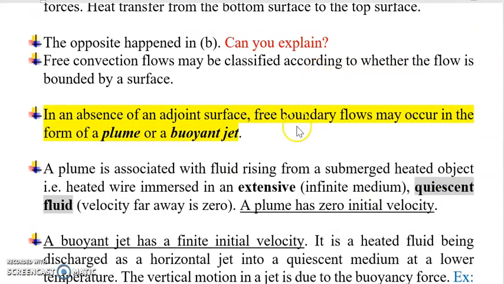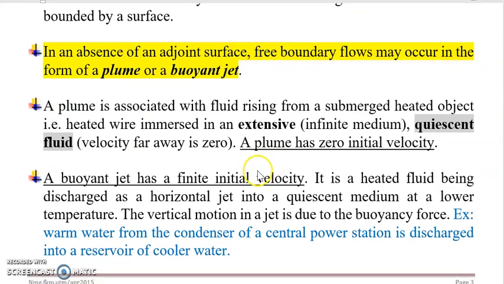Now, free convection flows may be classified according to whether the flow is bounded by a surface. In the absence of an adjoining surface, free boundary flows may occur in the form of a plume or a buoyant jet. What is a plume? A plume is associated with fluid rising from a submerged heated object, for instance, a heated wire immersed in an extensive, meaning infinite, medium. Quiescent fluid, quiescent means velocity far away from the body is zero.